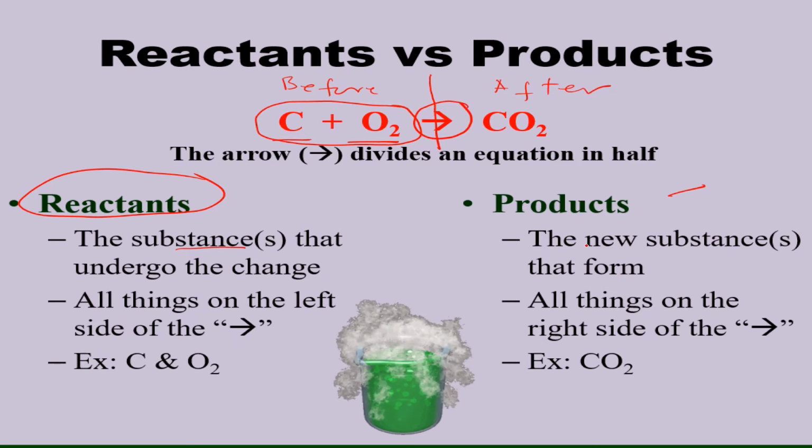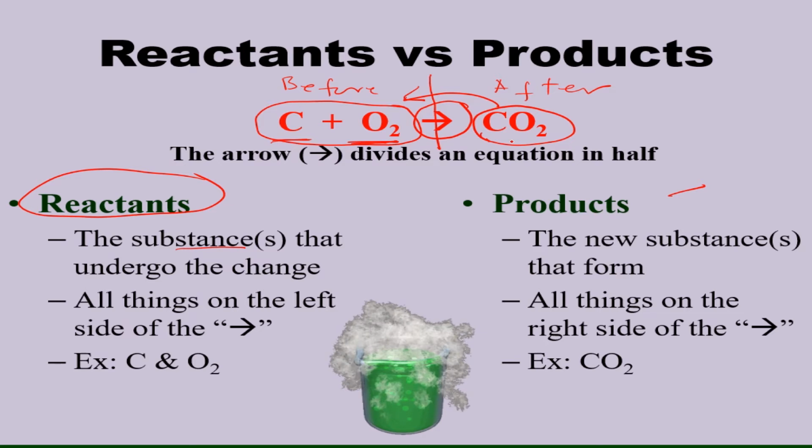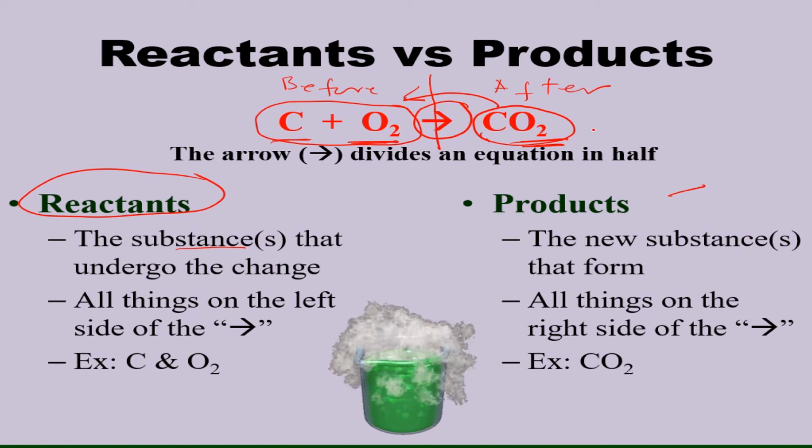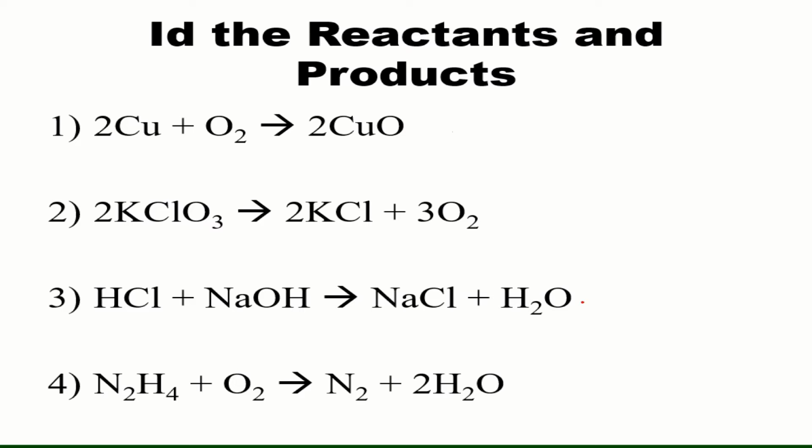Let's move into the products. The products are the new substances that form. They are different from their parent elements. They are so much different, because carbon and oxygen are not harmful, but carbon dioxide is harmful to humans. You see that? All things on the right side of the arrow are called the products, like this one, carbon dioxide.